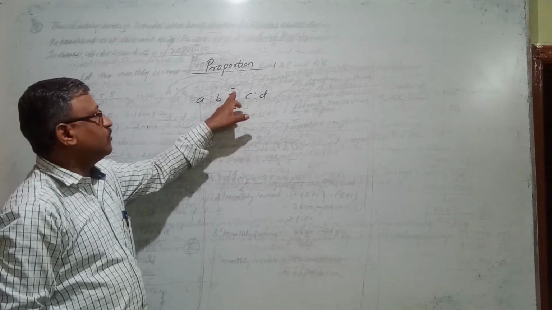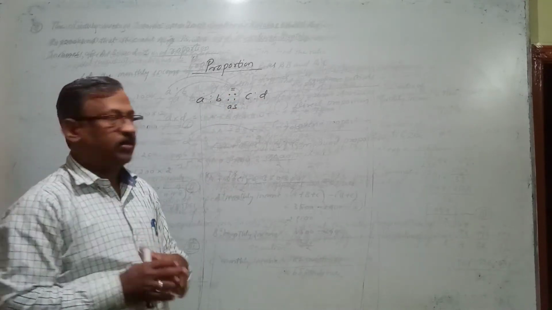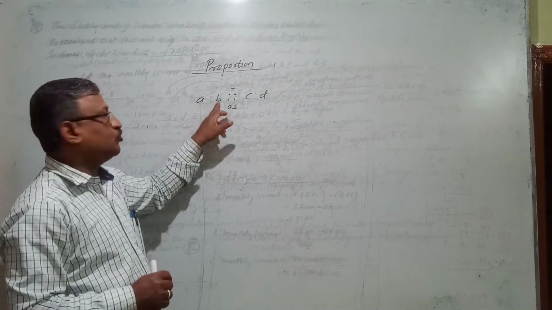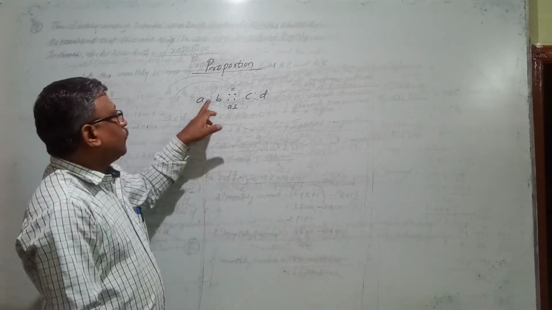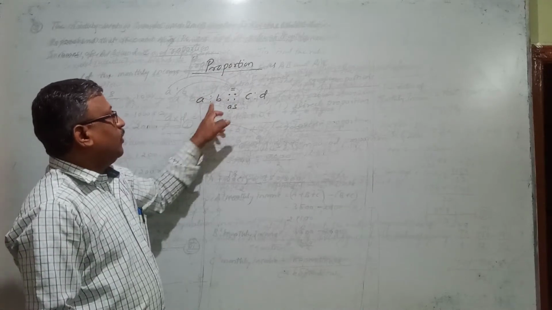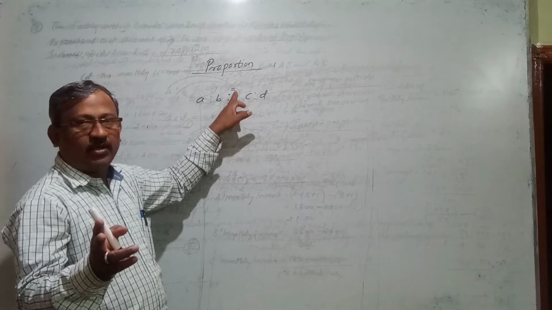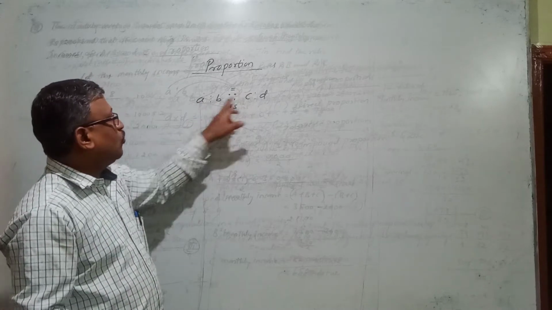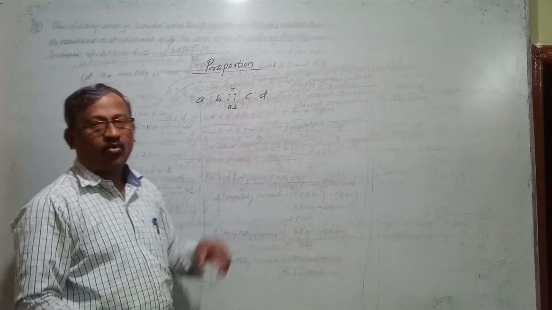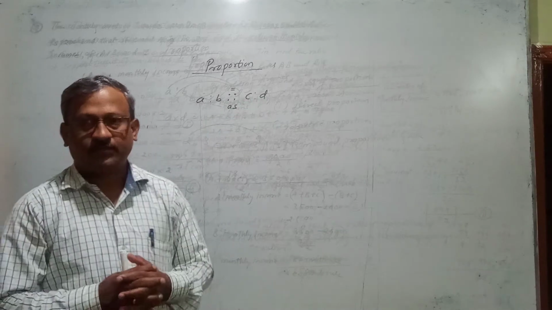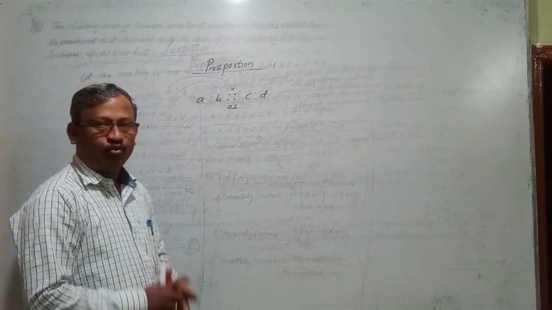So I am writing A is to B as C is to D. The first ratio is equal to the second ratio. If these two ratios are equal to one another, then only we can write A is to B as C is to D, otherwise no. So proportion means when two ratios are equal to one another, then those two ratios are said to be in a proportion. And the four quantities forming the proportion, that is A, B, C and D, are called proportionals. I hope it is clear what is exactly meant by proportion.